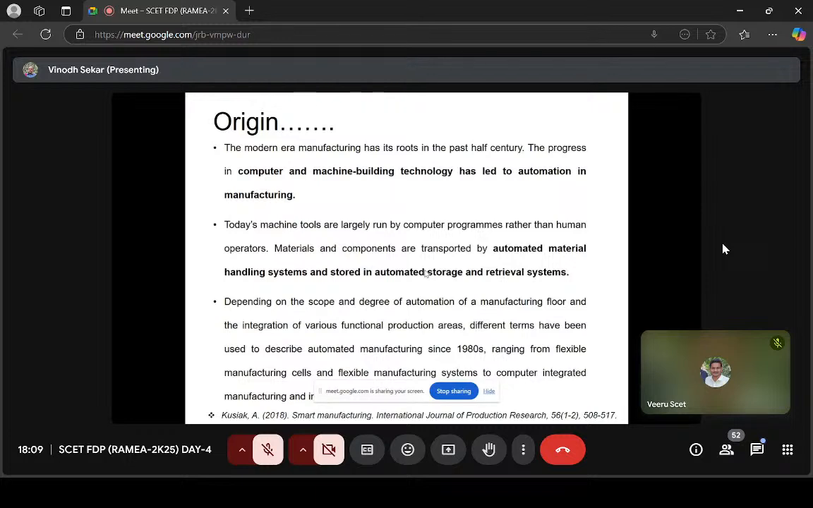Also, they have to be augmented by automated material handling systems, like automated storage and retrieval systems and automated guided vehicles, which are used in the context of flexible manufacturing. Also, they have certain significance in terms of coordination among various entities of manufacturing.